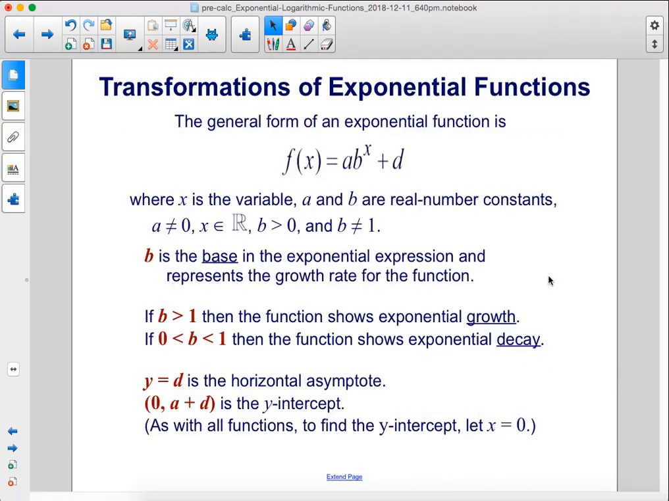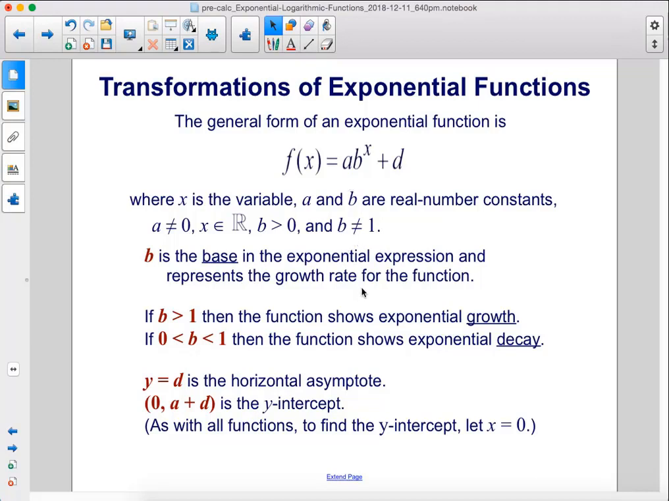The general form of an exponential function is f of x equals a times b to the x power plus d, where x is the variable, a and b are real number constants, a does not equal 0, x is a real number, b is greater than 0, and b does not equal 1.